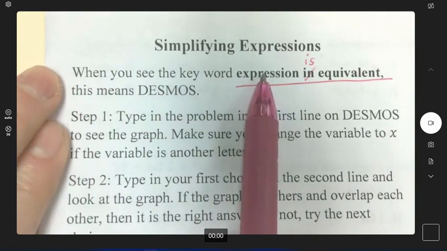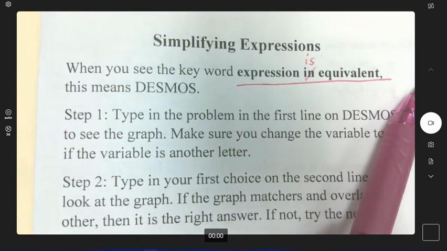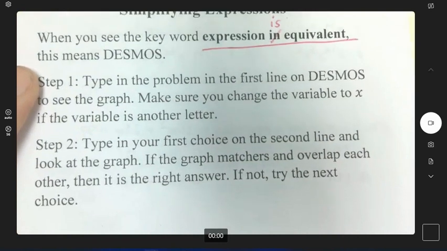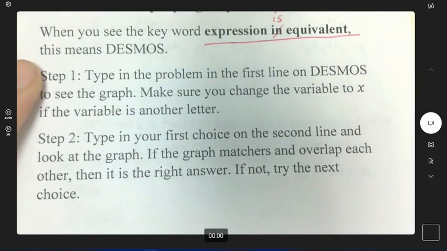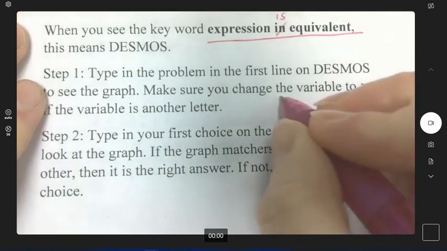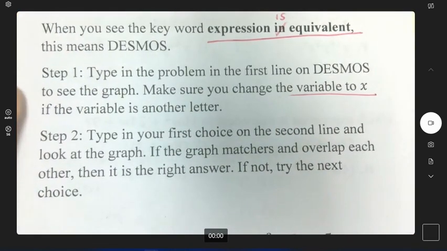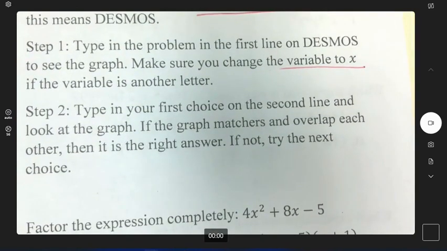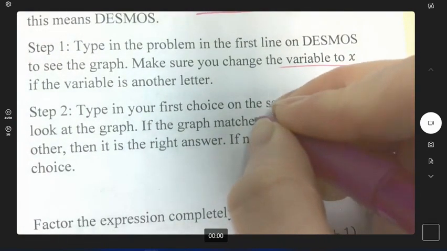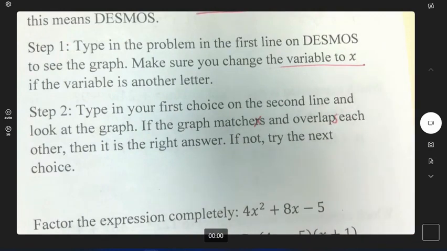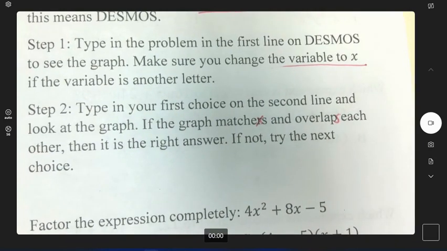So when you see "expression is equivalent," that means you are simplifying the expression. It also means you're going to use Desmos. Step one says type in the problem in the first line on Desmos to see the graph. Make sure you change the variable to X if the variable is another letter. Step two, type in your first choice on the second line and look at the graph. If the graph matches and overlaps each other, then it is the right answer. If not, try the next choice.